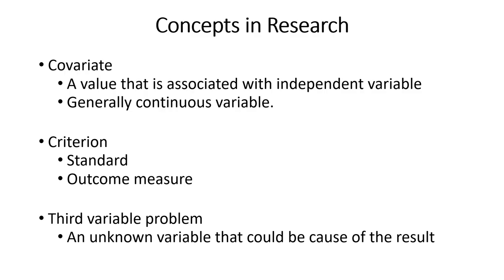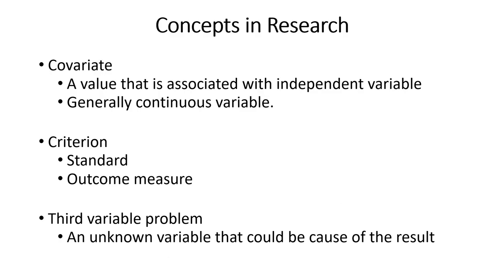Now, as I described before, dependent variables are measured in terms of a criteria. So, what is a criteria? A criteria is a standard. Performance is measured through a criteria, which is in terms of how many units of work you have done or how accurate you are. These measures of the outcome variable are called the criteria.